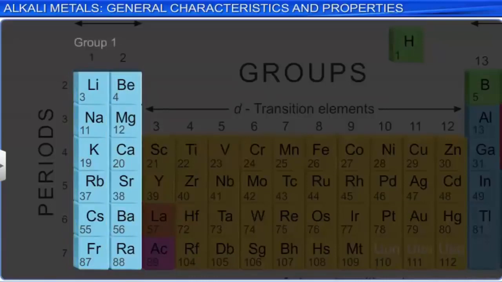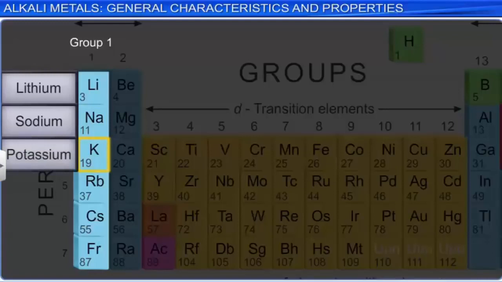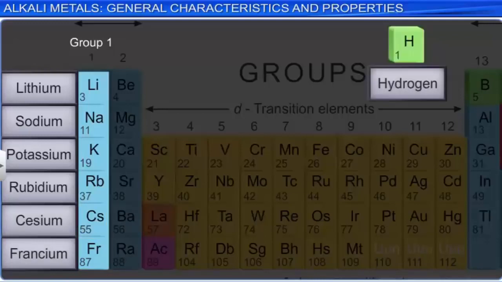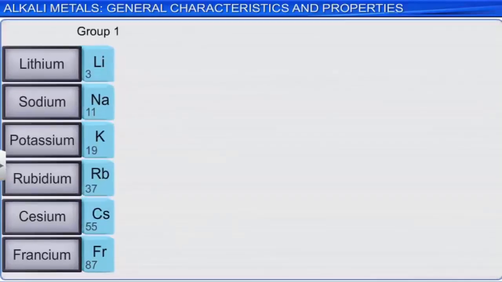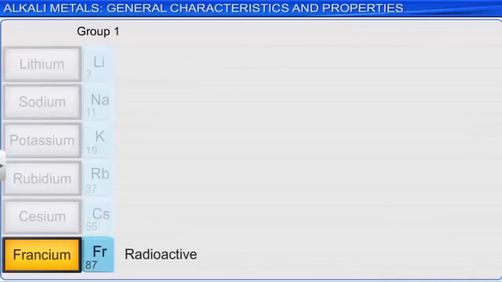The metals in group 1 include lithium, sodium, potassium, rubidium, cesium, and francium. Note that hydrogen is not included here, as it typically does not exhibit metallic behavior. Here are some interesting facts about the group 1 metals. Lithium is the most abundant member of the family. Francium is radioactive, and its longest lived isotope has a half-life of only 21 minutes.